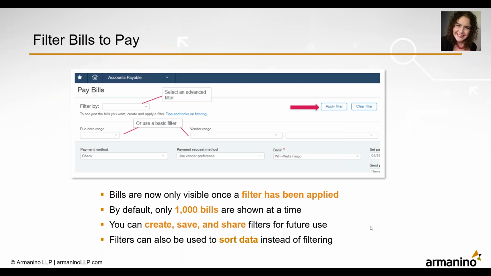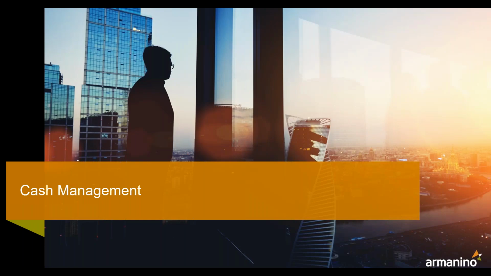If you click in that drop down where it says select an advanced filter, you'll have the option to either select filters that have been created already, or you'll also have the option to create a new one. The basic filters are the due date range and the vendor range that are here by default. If you want to filter on anything else, you'll have to do an advanced filter. So that's a really nice feature there.